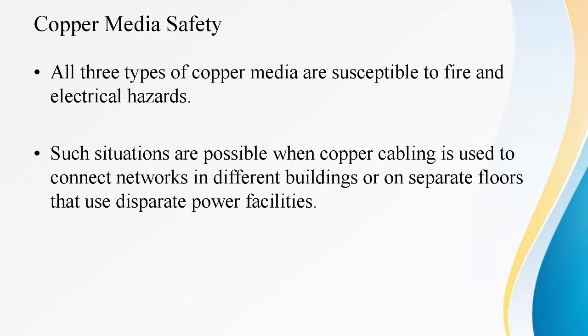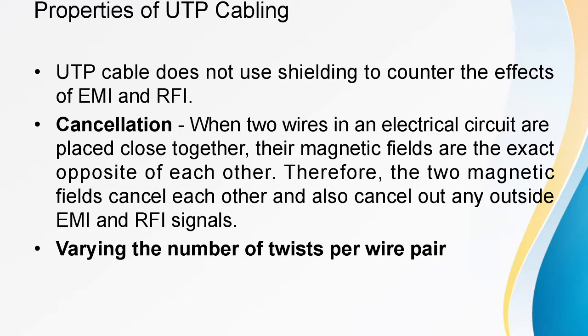Copper media safety. All three types of copper media are susceptible to fire and electric hazard. Such situations are possible when copper cabling is used to connect networks in different buildings or on separate floors that use disparate power facilities. There are the properties of UTP cabling.